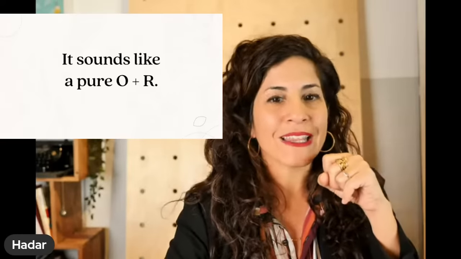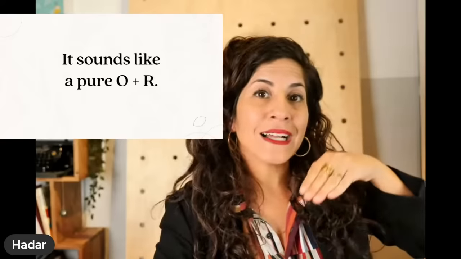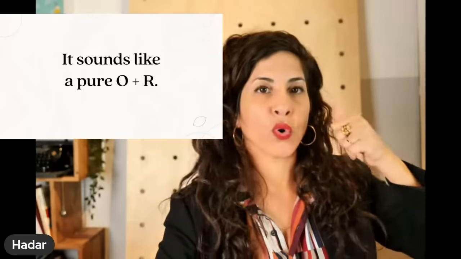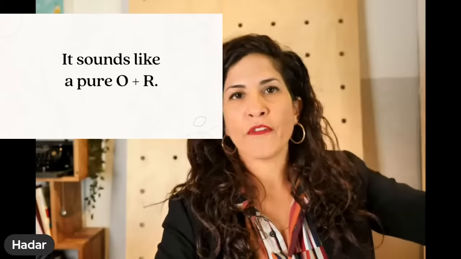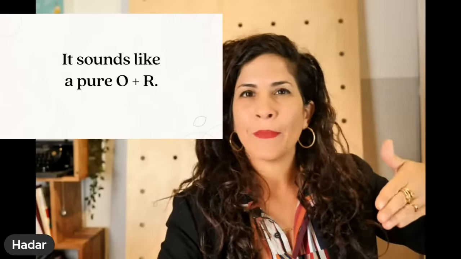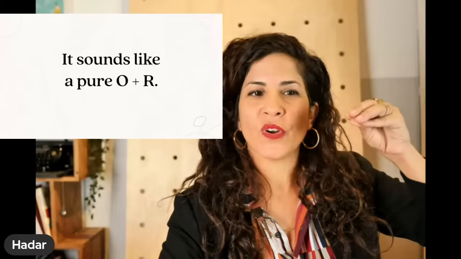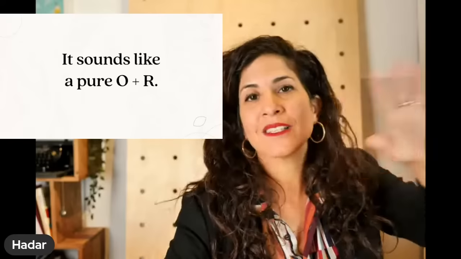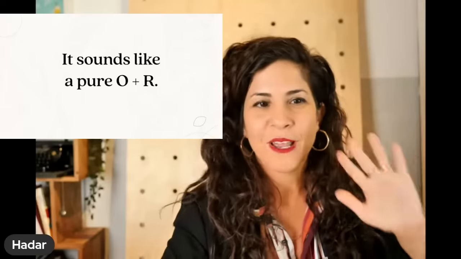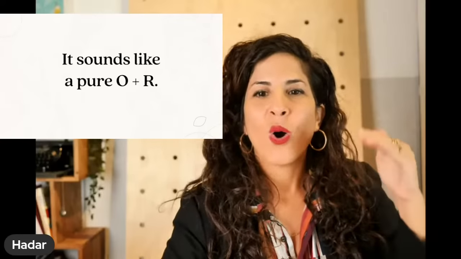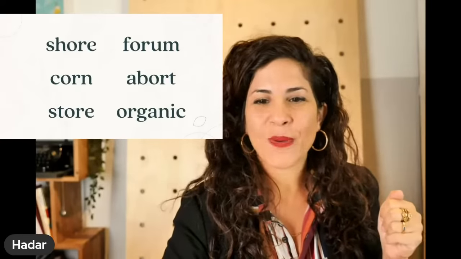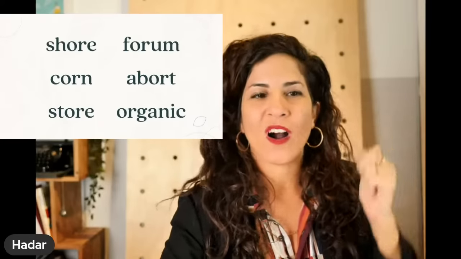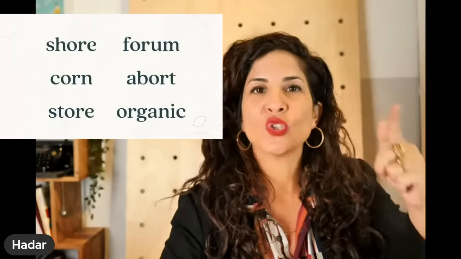Now, the secret about getting this sound right is to keep the tongue down before you get to the R. O-er. Why? Because if you prepare for the R too quickly, what might happen is that you might pronounce it as fur, instead of for. And that's already a different sound, which we will talk about. Okay? So, or. Let's practice some words. Shore. Core. Corn. Store.